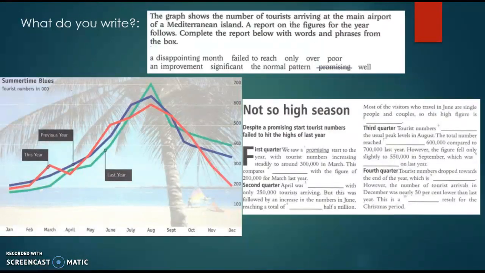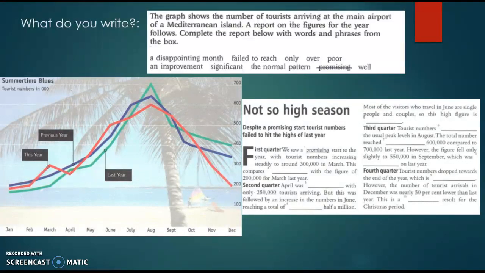The graph shows the number of tourists arriving at the main airport of a Mediterranean island. A report on the figures for the year follows. Complete the report below with words and phrases from the box. So put the film on pause and do the exercise and then come back for the correction. Here is the correction. Not so high season.